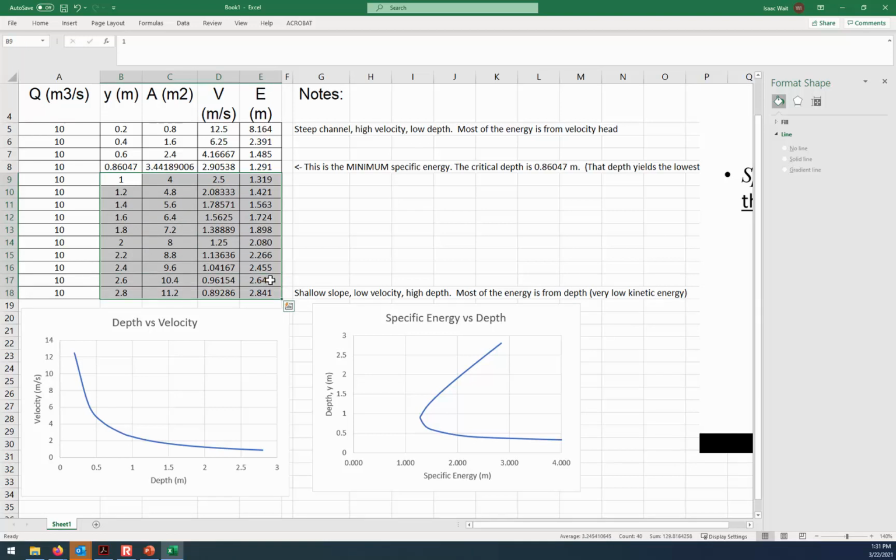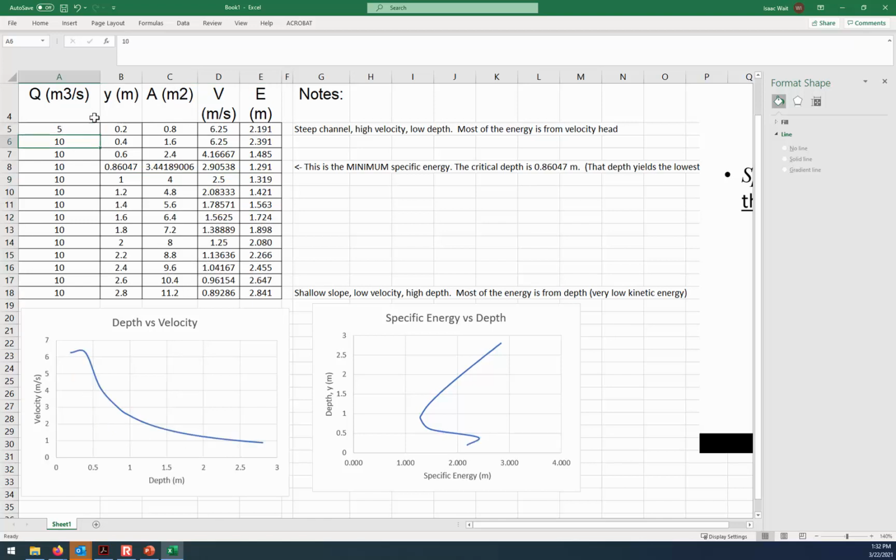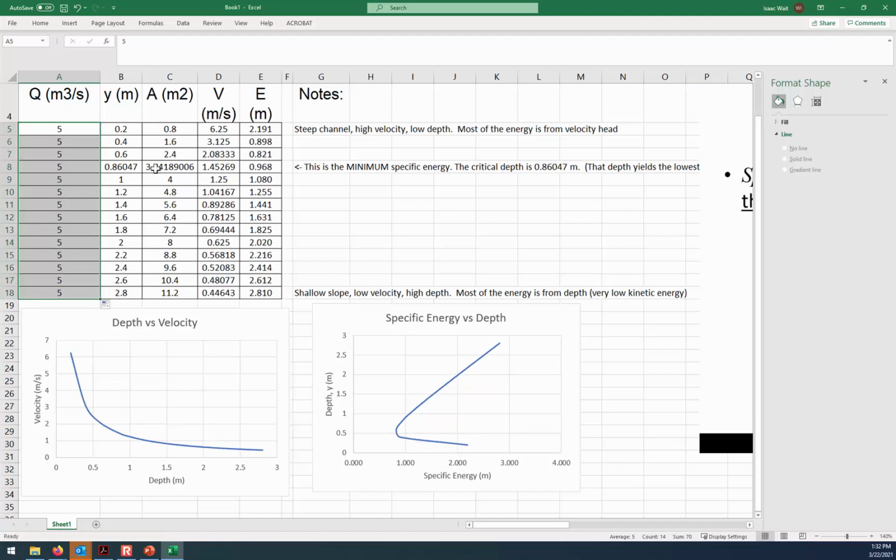What would happen if you split the flow rate in half through the same channel? I don't know, let's see. So if we have only 5 cubic meters per second, okay, here we can see that it looks like a new minimum. The minimum isn't in the same place as it was before, because look at this, this is lower. The notes didn't update automatically, but if you have a different flow rate, you're going to have a different minimum depth. It's going to reduce the minimum depth. I'm going to go back to the original 10 cubic meters per second.